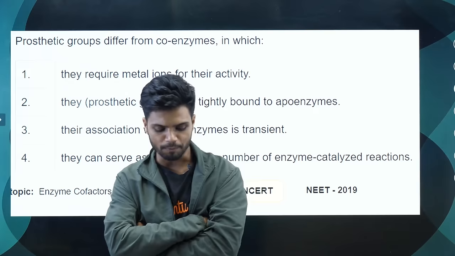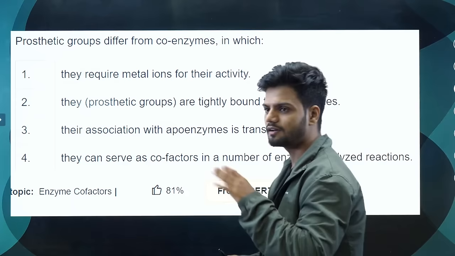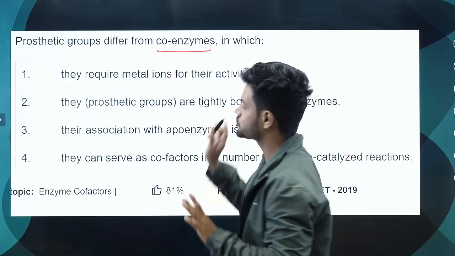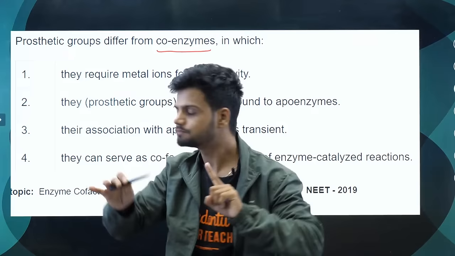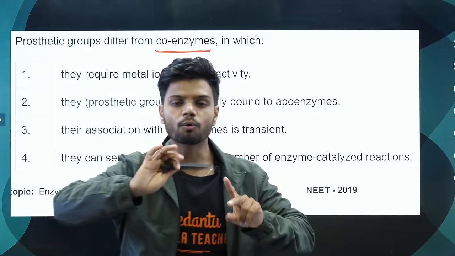Now, prosthetic group. Let me read the question and we'll solve it. Prosthetic group differs from coenzyme in which? Prosthetic group is a type of cofactor. Coenzyme is also a type of cofactor. How do these two cofactors differ?